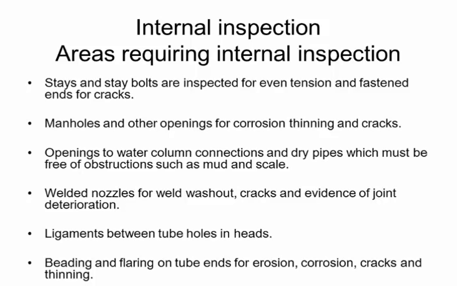Stays and stay bolts are inspected for even tension and fastened ends for cracks. Manholes and other openings for corrosion, thinning and cracks. Openings to water column connections and dry pipes, which must be free of obstructions such as mud and scale. So you need to clean them as well if you find any of those. Welded nozzles for weld washout, cracks and evidence of joint deterioration. Ligaments between tube holes in heads. Beading and flaring on tube ends for erosion, corrosion, also cracks and thinning as well.